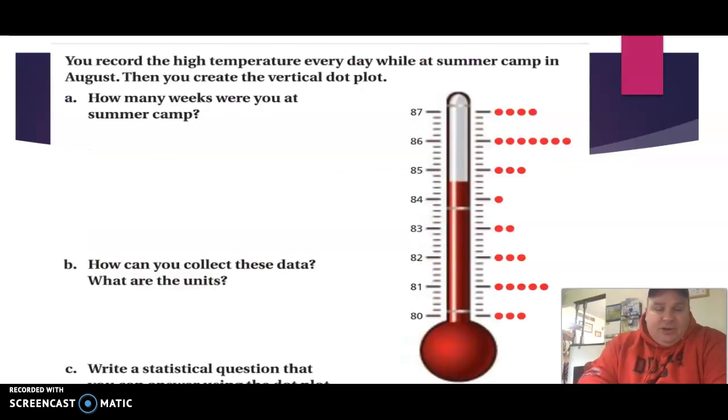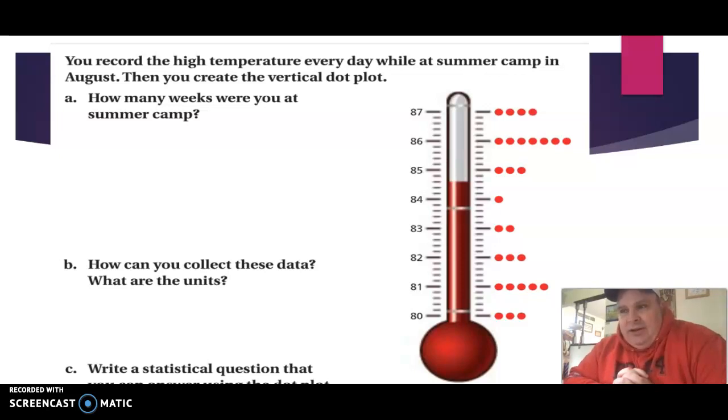Okay, so the next thing we're going to do is we already have a dot plot right here. This is a vertical dot plot, and now you need to interpret the graph. We recorded the high temperature every day while at summer camp in August. Then we created a vertical dot plot. How many weeks were you at summer camp? Well, if you look at this, we recorded a high temperature every day, so we should count up the dots. And if we counted up the dots, you would come up with 28.